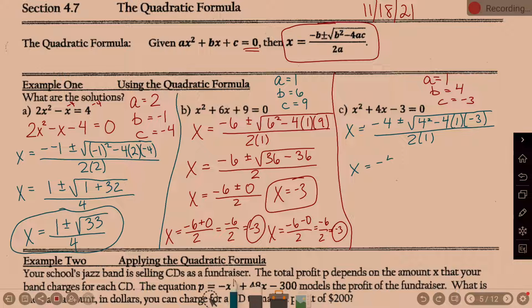Okay, clean up. Negative 4 plus or minus. What's 4 squared? 16. 4 times 1 times 3 is 12. And I see this as a minus times positive times minus. Minus times minus makes it a positive. All over 2. Negative 4 plus or minus the square root of 28 all over 2.